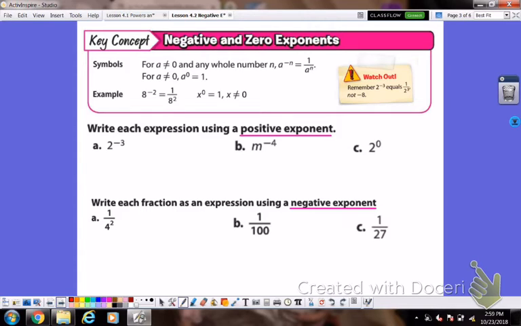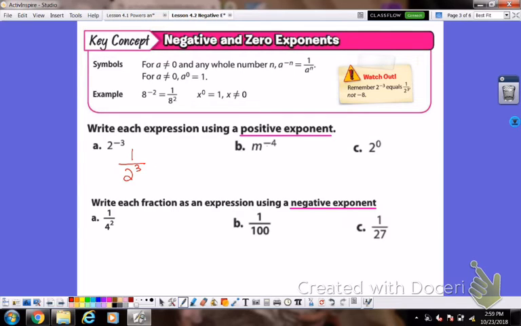So, let's look at some examples. We want to write each expression using a positive exponent. Again, watch out. Negative exponents do not equal negative numbers. They equal a fraction. All we're going to do is take the base that's written with a negative exponent and move it into our denominator. So 2 to the negative third, we're going to move to our denominator to make our power of 3 positive. And since there's nothing left in our numerator, we replace it with a 1. So 2 to the negative 3 is the same as 1 over 2 to the third.